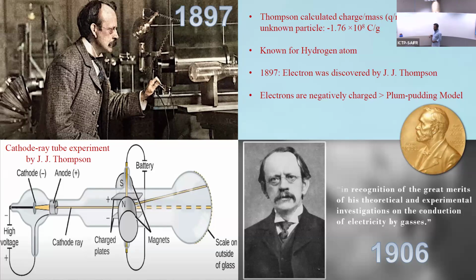From this deflection, you can see the radius of curvature. And if you devise it such that you impose electric and magnetic fields, you can calculate the Q over M ratio. It was interesting to know actually. Let me write it down.